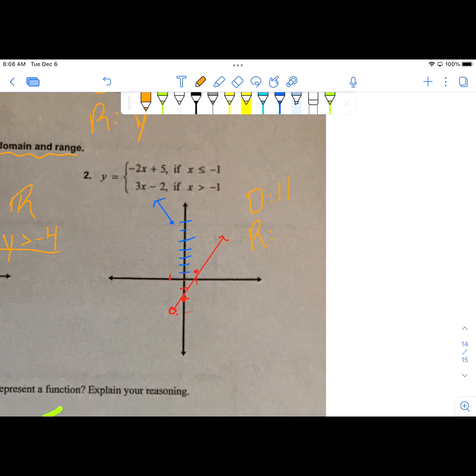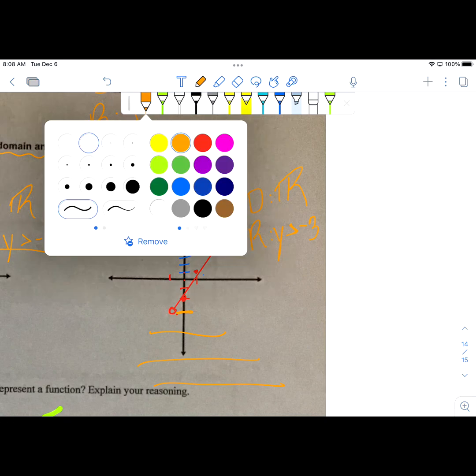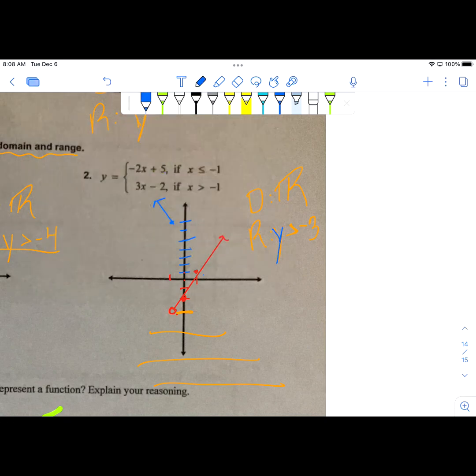We know our domain, again, is all real numbers. Our range, here's the bottom value that we can have. It looks like that's at -3. So everything greater than -3 would be in our range. We can't have -5, -10, -20. Anything way down there does not work. Anything above -3. Now, if this were a filled-in circle, we would say equal to. Then we'd use the equal to. But since it's an open circle, it's just everything above.